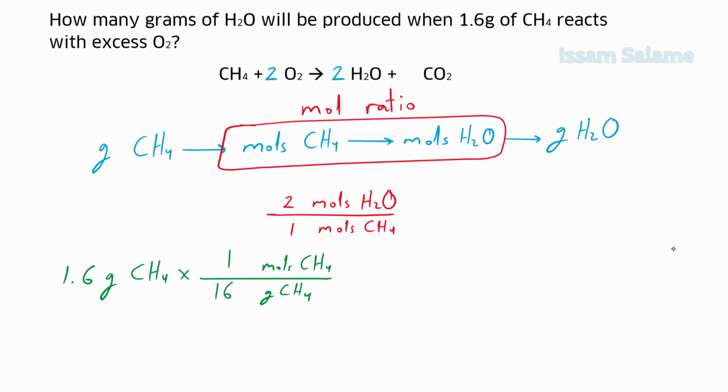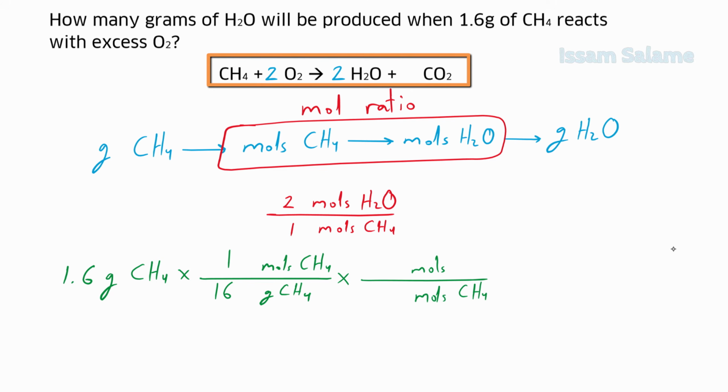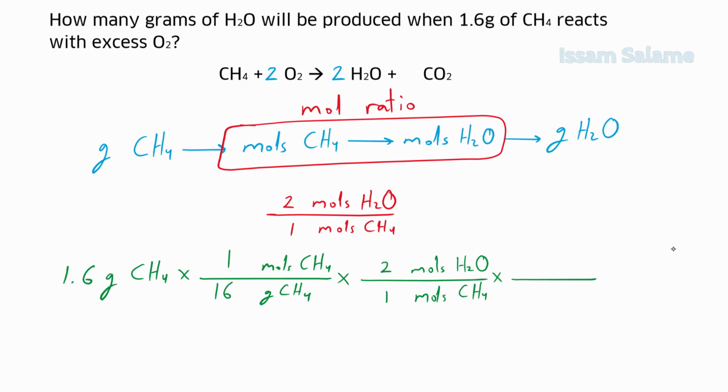And in the next step, we convert moles of methane to moles of water by multiplying it with a fraction. Since moles of methane is in the numerator, we put it in the denominator, and the unit that we want, which is moles of water, we put in the numerator. The coefficients, we get them from the reaction. Next to water, we put 2. Next to methane, we put 1. We get these coefficients, as I told you, from the balanced chemical equation. Then we convert moles of water to grams of water by putting moles of water in the denominator and grams of water in the numerator.